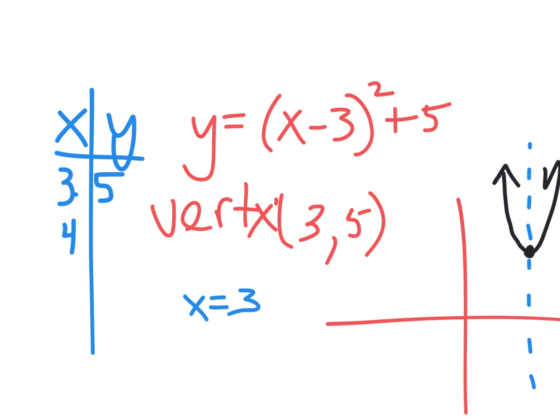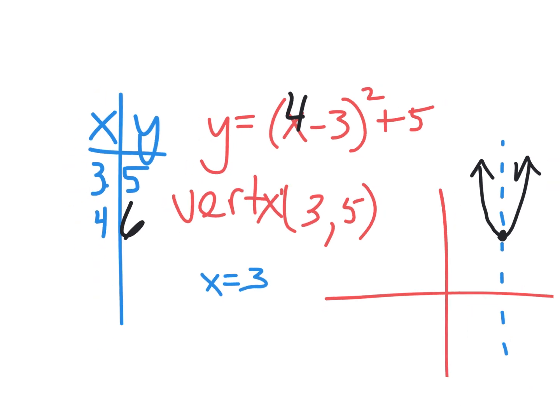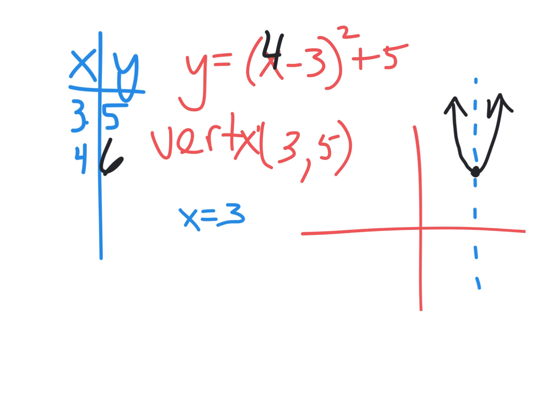Sophia, you're putting in the 4. Walk me through it. What do you do? 4 minus 3 is 1. 1 squared is 1. Plus 5 is 6. So 4, 6. Raise your hand if you had that one right. Okay, cool. So that's one of the problems that we had, which was actually ridiculously easy.